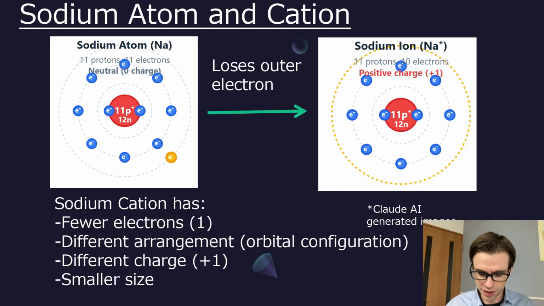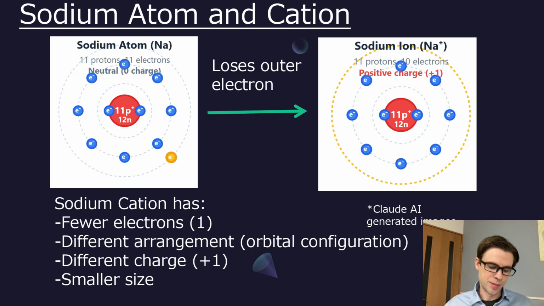So we'll represent that with a dotted line. We get our new sodium ion, cation Na+. It has only 10 electrons now, and it has a positive charge +1. But its nucleus is still the same as before. It's 11 protons, 12 neutrons for sodium-23, I guess that is.